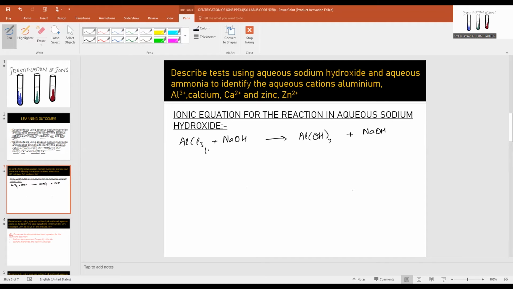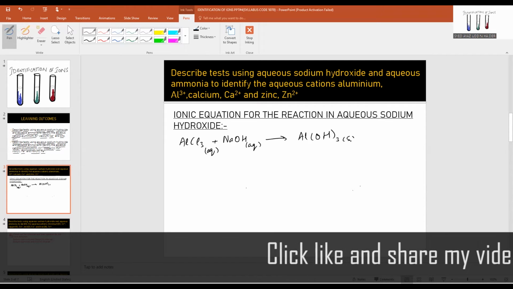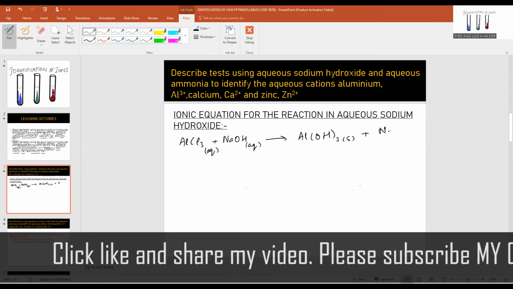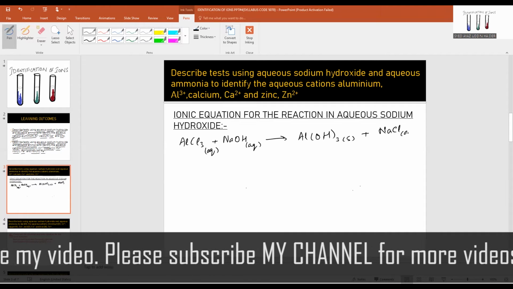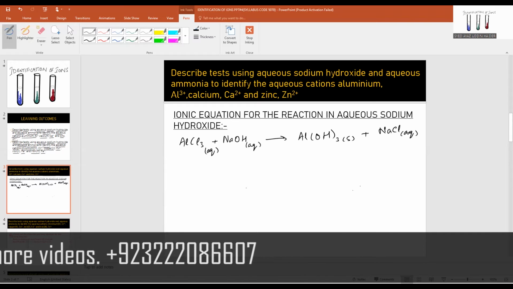So I will write the state symbols here. You are having aqueous, aqueous. The product is solid, and no, this is not the product. I will write the product again: Al(OH)3 solid plus NaCl aqueous. Look at this equation carefully and count the number of atoms for each element.